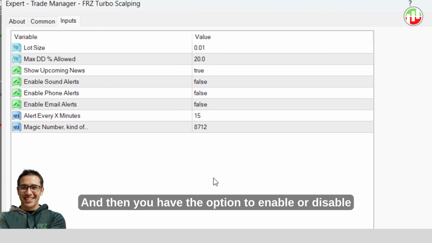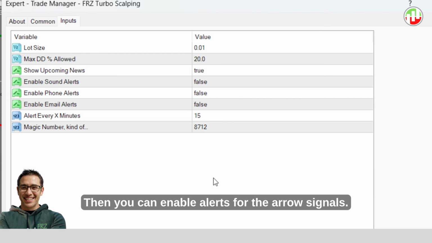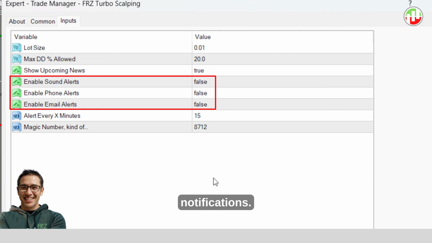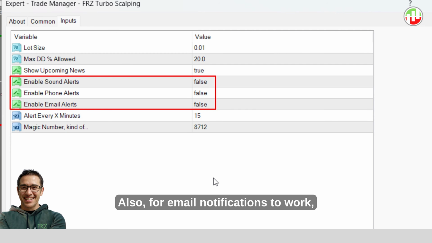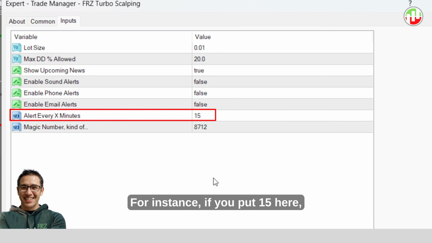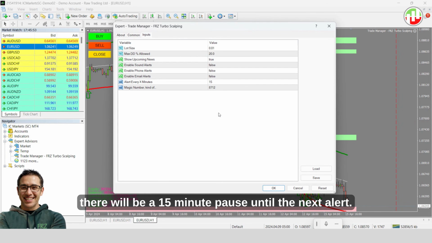And then you have the option to enable or disable upcoming news on the chart. If this is enabled, all upcoming high-impact news will be shown as red vertical lines. Then you can enable alerts for the arrow signals. You can have sound, phone and email alerts. Please note, for phone alerts to work, you need to connect your phone with MT4 for push notifications. Also, for email notifications to work, you need to add your SMTP server details under Options. Finally, you can set the timing for alerts. For instance, if you put 15 here, there will be a 15-minute pause until the next alert.